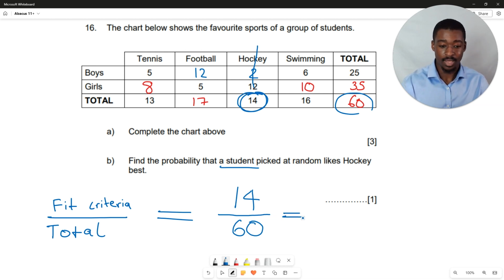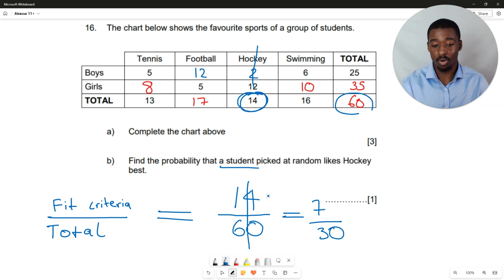And let's try and simplify this fraction. So this could be correct. You get the mark for it. But we can also write it in its simplest form. We can simply divide it by 2. 7 over 30. And by divided by 2, we of course mean we can take out the common factor of 2 from both the numerator and the denominator. So 2 goes into 14 7 times, and 2 goes into 60 30 times. So 7 over 30. This is our probability.